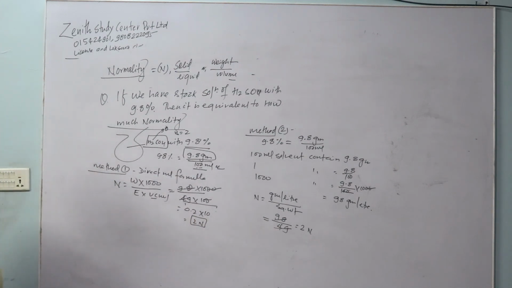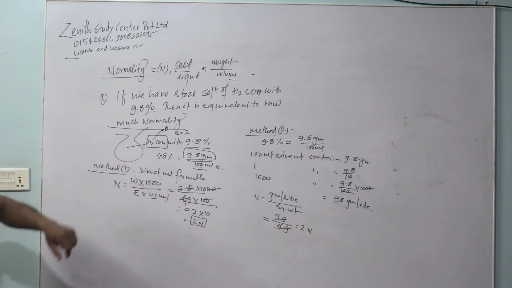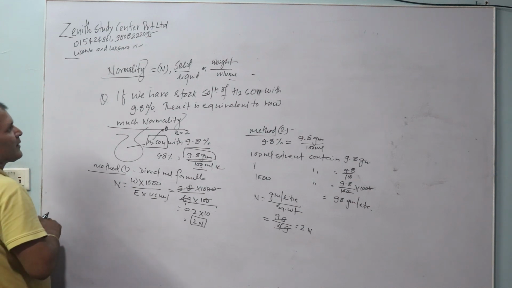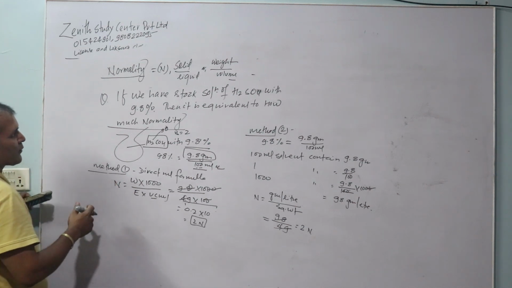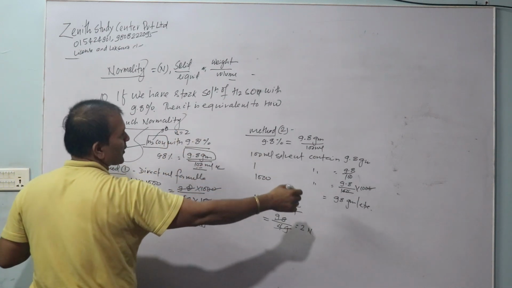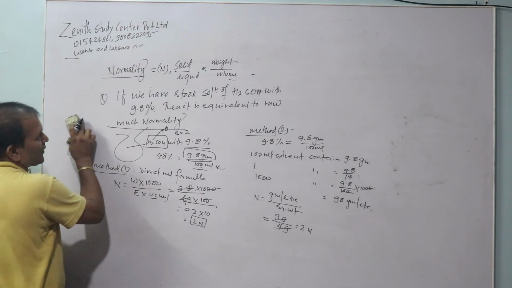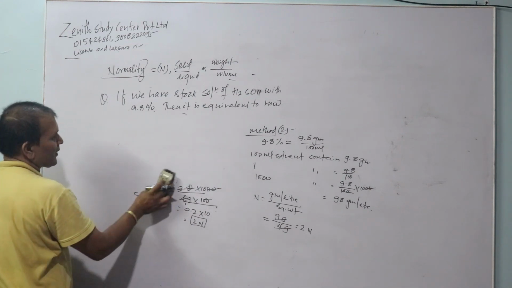So we can calculate the normality by using the direct ml formula, or you can convert the gram per ml into gram per liter. Different options are given in the question, options like 2 normal, 3 normal, 4 normal, that you can pick after the calculation. Case number 3.